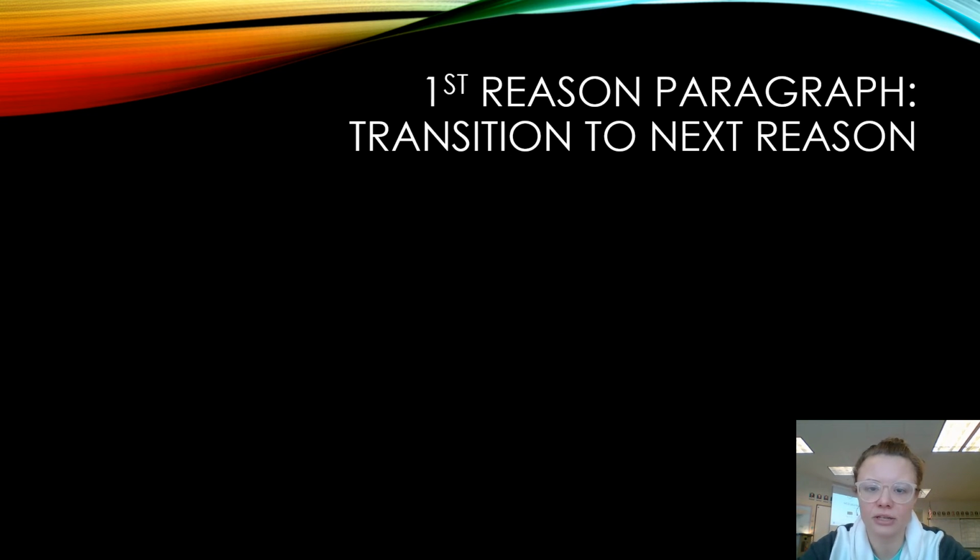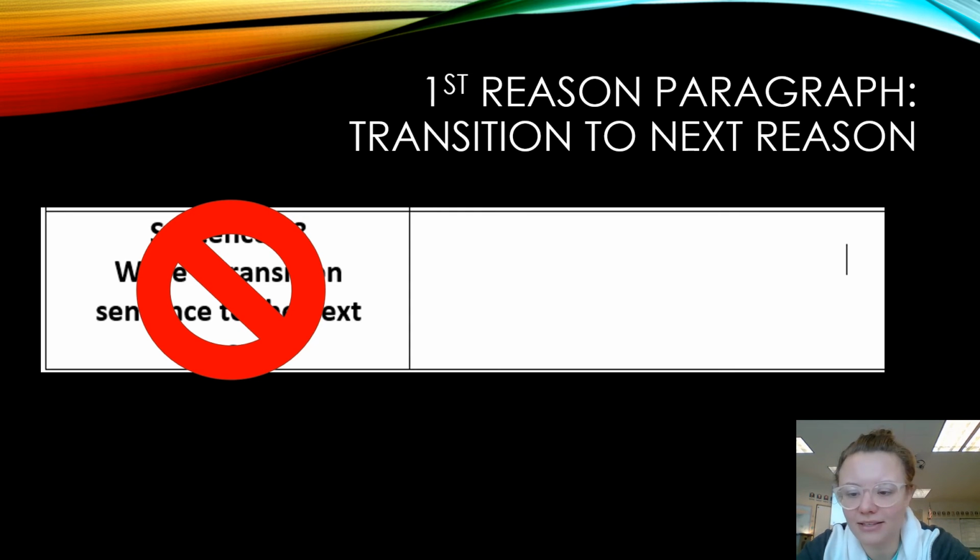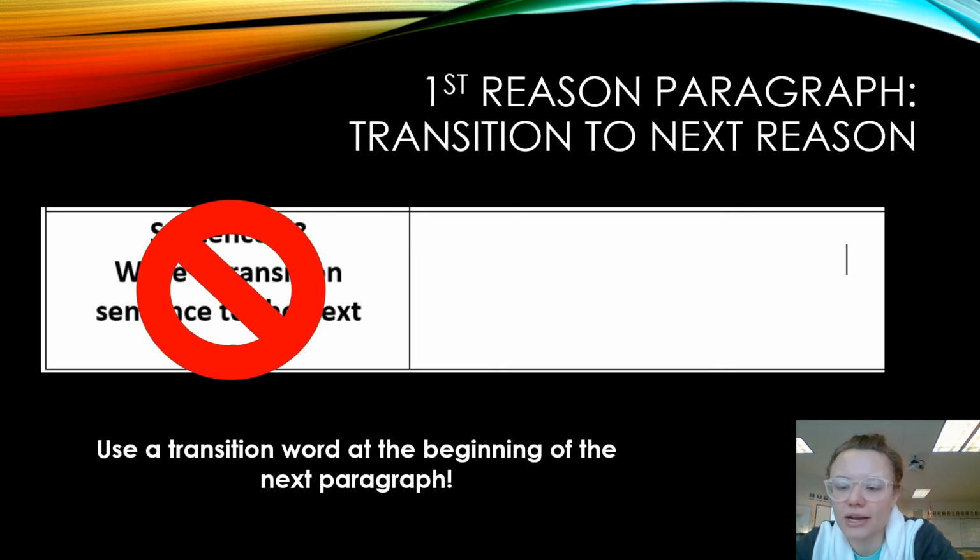Okay, let's move on to the next section. When I was writing this and planning this out, I put in, write a transition sentence to the next reason. However, when I actually started writing, I realized that we need to take this out because I don't write like that and it just is awkward. So instead of this, go ahead and cross it out. Instead, we are going to use a transition word at the beginning of the next paragraph. That'll be a little bit more smooth of a transition and it won't be quite as awkward and repetitive maybe.